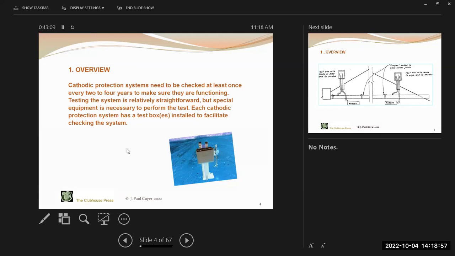And the cathodic protection systems need to be monitored to assure that they are continuing to function properly over time, because things change. Groundwater levels bounce up and down. You can have earth movements that will twist the wires and perhaps cause the connections to break. So the cathodic protection systems need to be checked around every 2 to 4 years. Testing the system is relatively straightforward, but special equipment is necessary to perform the test.